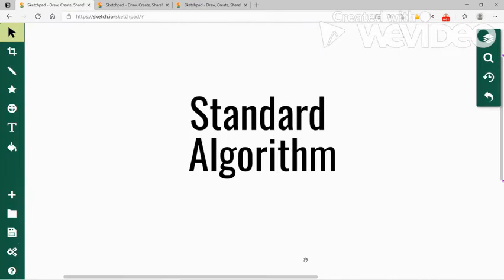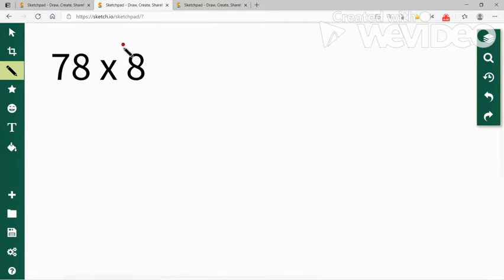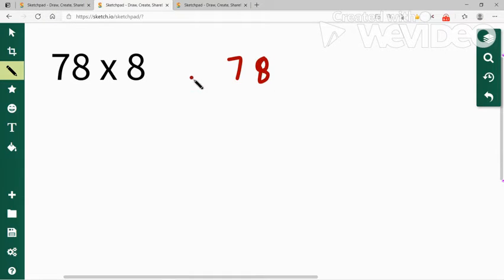Hi, today we're going to be learning about the standard algorithm strategy for multiplication. So let's begin. Our first problem is 78 times 8. Our first step is to write it out.